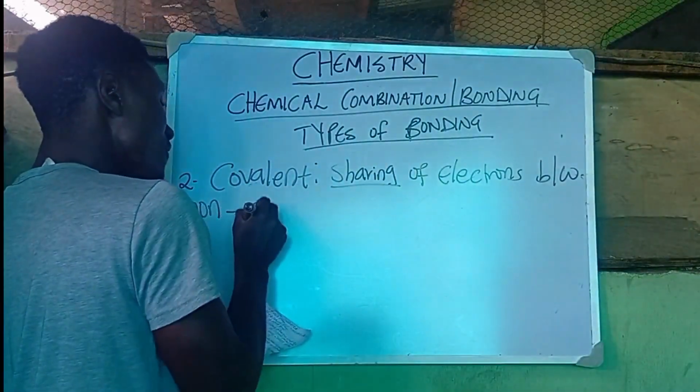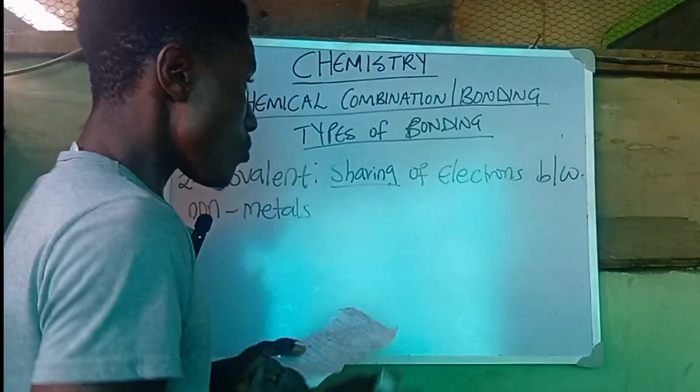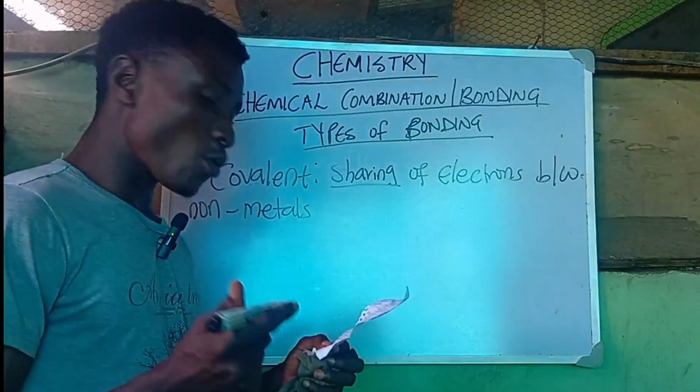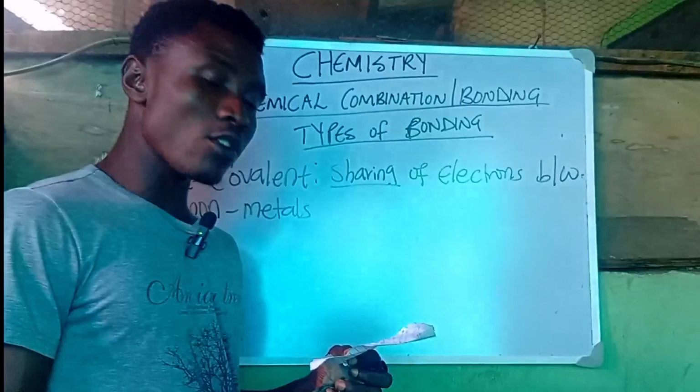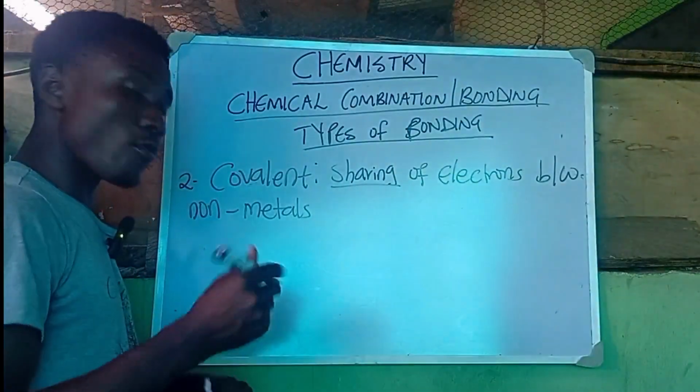So it is not involving metals and metals. It is not involving metals and non-metals, but rather it is involving non-metals. Now also note that it can be a single bond, it can be a double bond, or it can be a triple bonding.